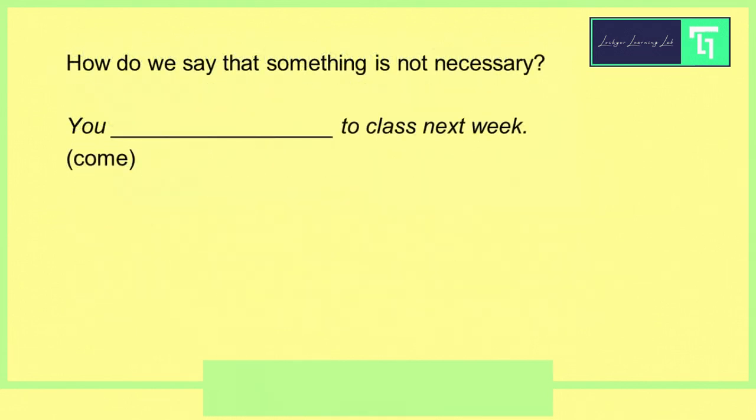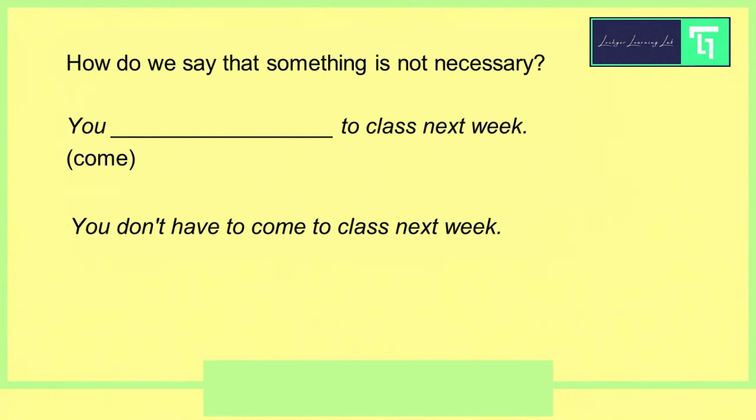What about if we have to say that something is not necessary? So if you say, you ___ to class next week. Imagine next week is a holiday, so it's not necessary to come to class. How can we say that? Which verb would we use? Would we use must or have to? How would we use that? So here we're going to use, you don't have to come to class next week. Okay, this means that it is not necessary. It's not prohibition. It means it's not necessary because next week is a holiday.